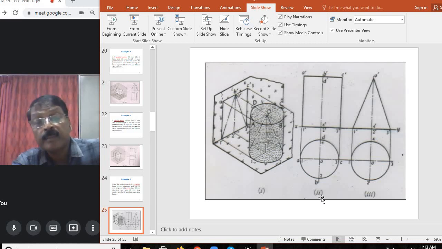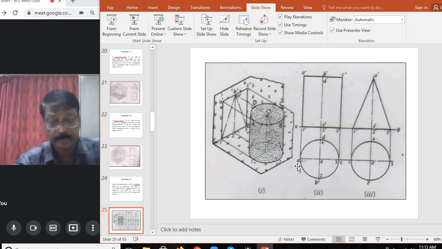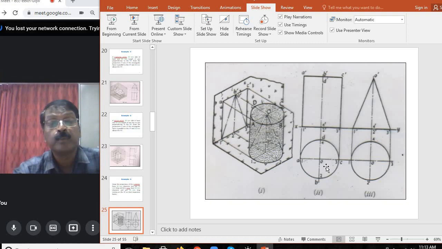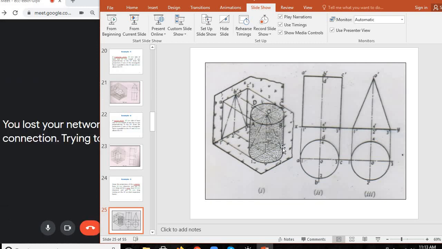For the bottom, in the top view we can give the names A, B, C and D for the center point O. Since the cylinder is a simple object, dividing the circle into 4 is enough. Now project all the points A, B, C and D upwards up to XY.